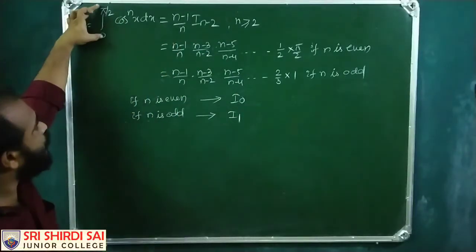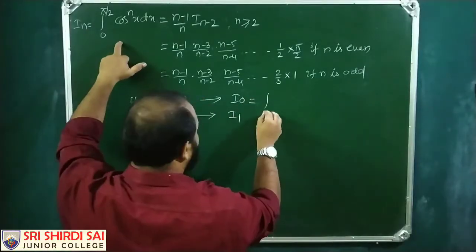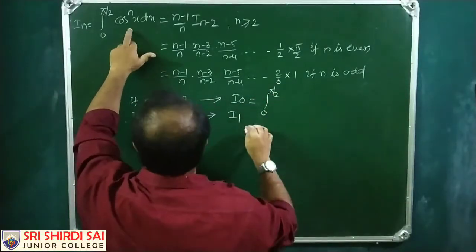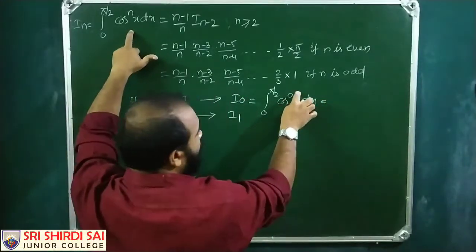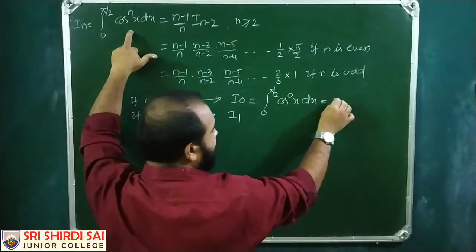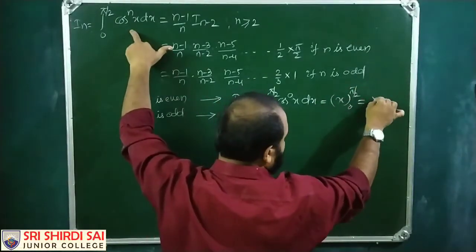Rather, we have to substitute in the integral directly. What is the I naught value? Integral from 0 to pi by 2 of cos^0 x dx. Something to the power of 0 is 1. Integral of 1 dx is x from 0 to pi by 2. So pi by 2 minus 0, which is pi by 2.